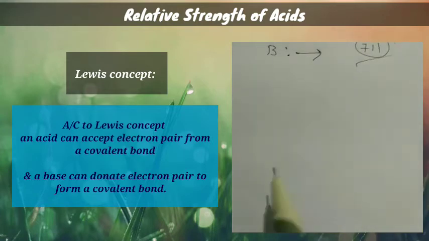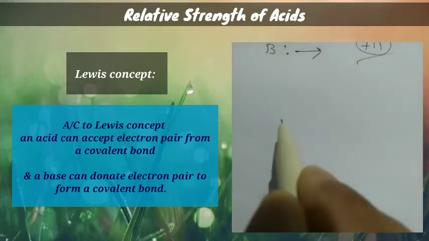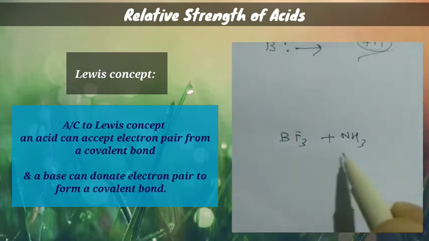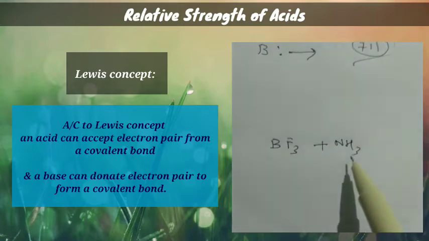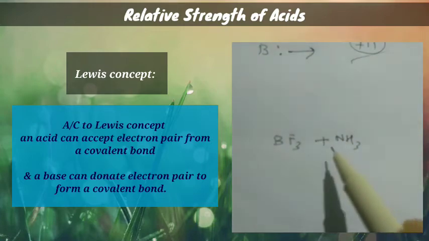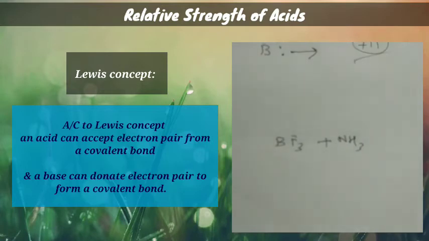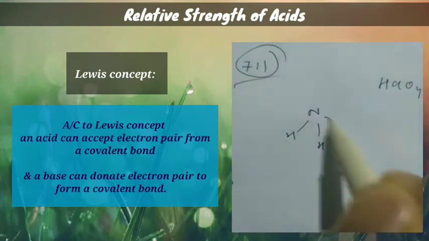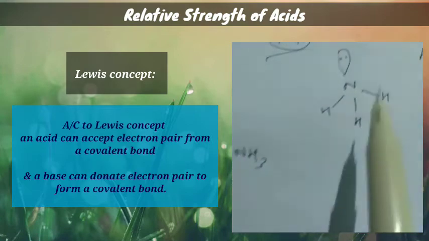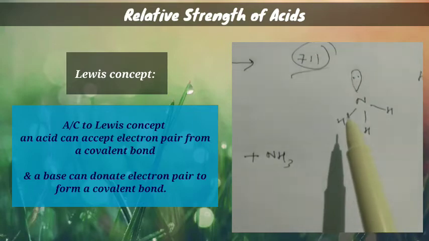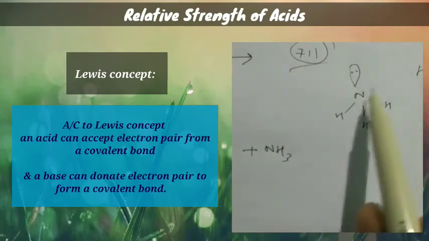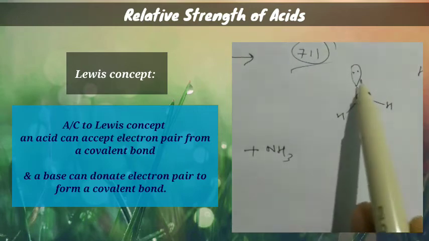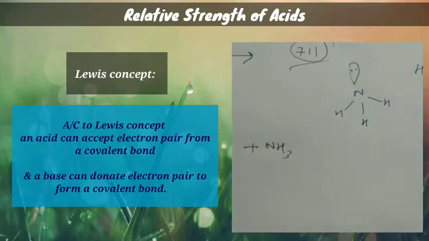Let's suppose this one, BF3 with ammonia. This is a very well-known molecule. We studied ammonia in class 11 or class 12. The structure of ammonia is like this. If you try to draw the electronic configuration, you will find that there is a lone pair on the nitrogen.